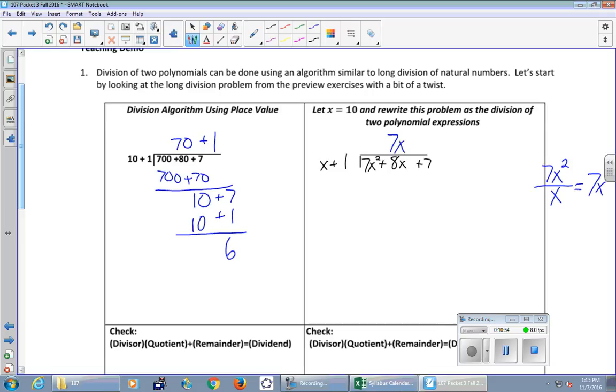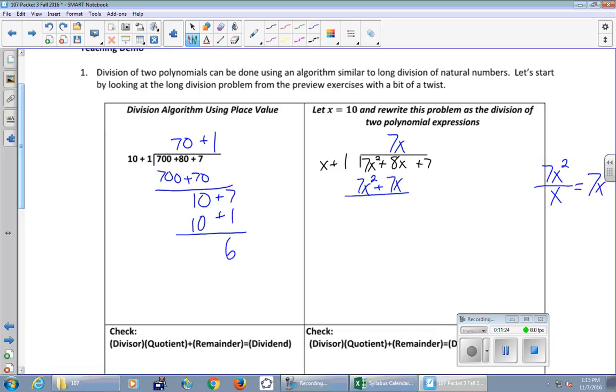Next up, we did 70 times 10 plus 1. Now, 7x times x plus 1. That's what we're doing. And we are distributing that 7x through. So what do we get? 7x times that x, 7x squared, plus 7x times that 1, 7x. And then a big old horizontal line. And what are we doing? Subtracting.